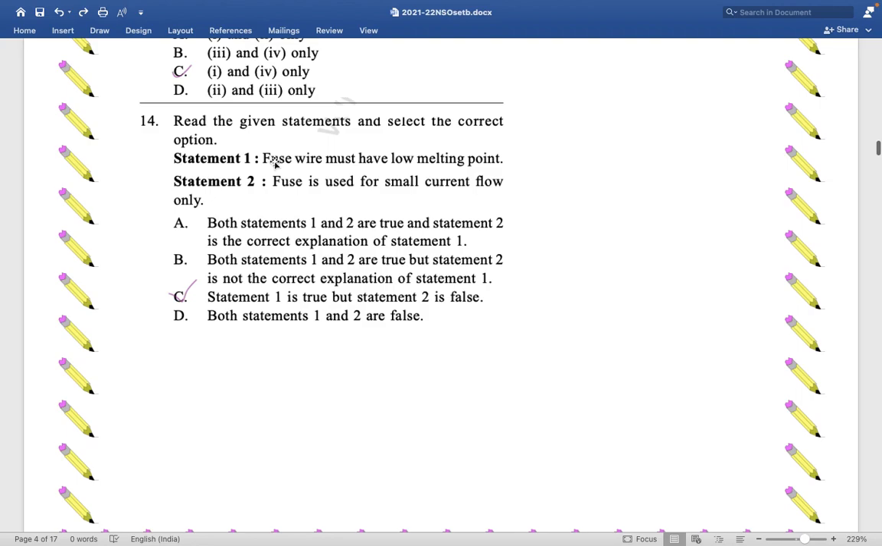Fuse wire must have low melting point. This is true. Fuse wire is used for small current flows only. This is incorrect as fuse wires can be used for larger current flows also. So C could be the answer here.